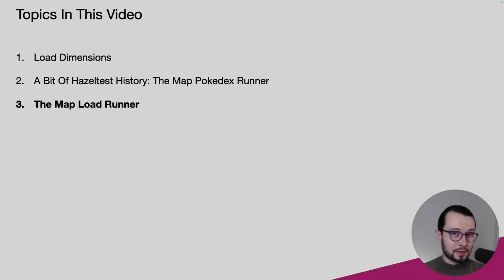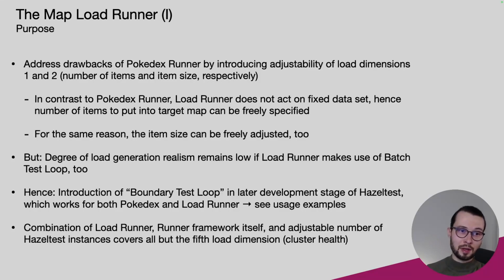So the logical next step for the application was then to add something that addresses the inherent and built-in drawbacks of the map Pokedex Runner, and that was really when the map load runner was born. So the purpose of the map load runner is to address those drawbacks by introducing adjustability of load dimensions 1 and 2, that being the number of items and the item size respectively. As I mentioned, the Pokedex Runner works on a fixed dataset. In contrast to that, the load runner does not. So therefore, the number of items can be freely specified.